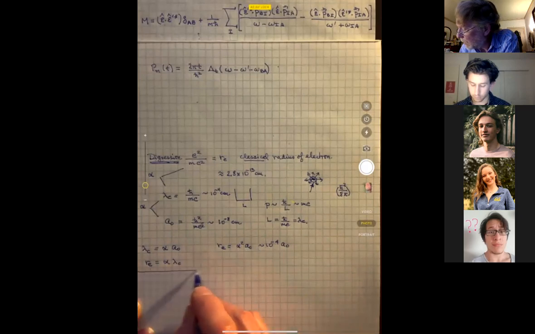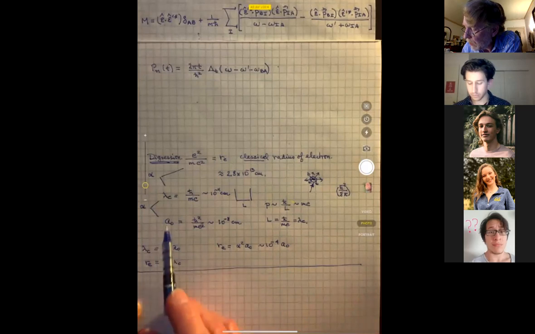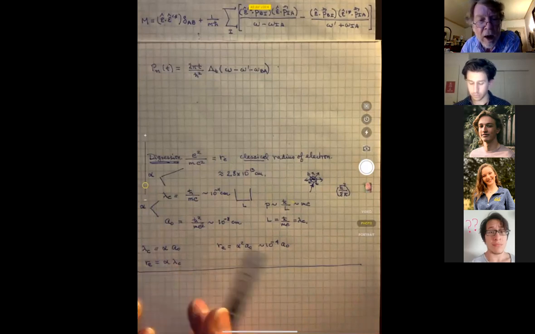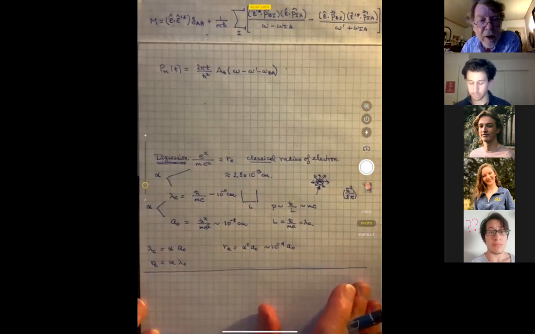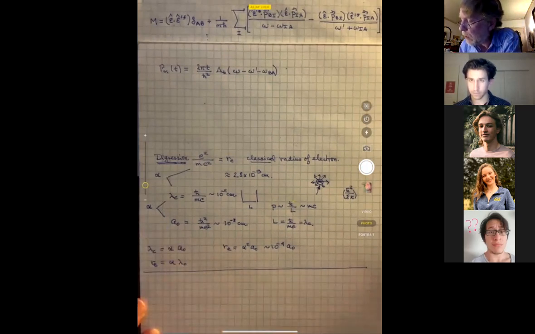So this is just some digression on length scales. Obviously, given any length scale, you can multiply by any power of alpha, and you get a whole hierarchy of different lengths. But these are three of them that are important in the discussion we're dealing with tonight.